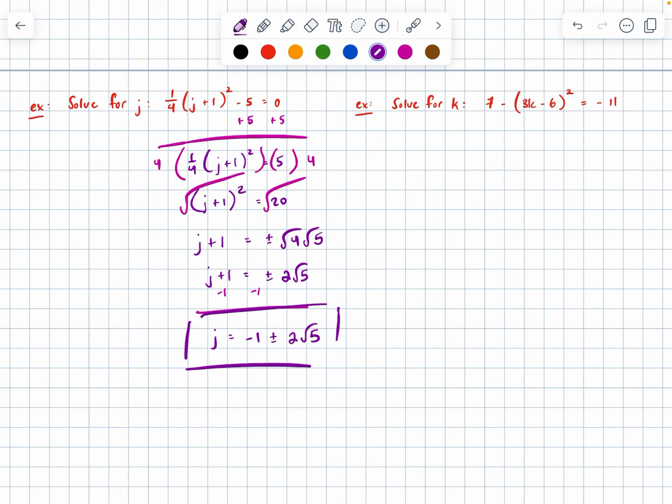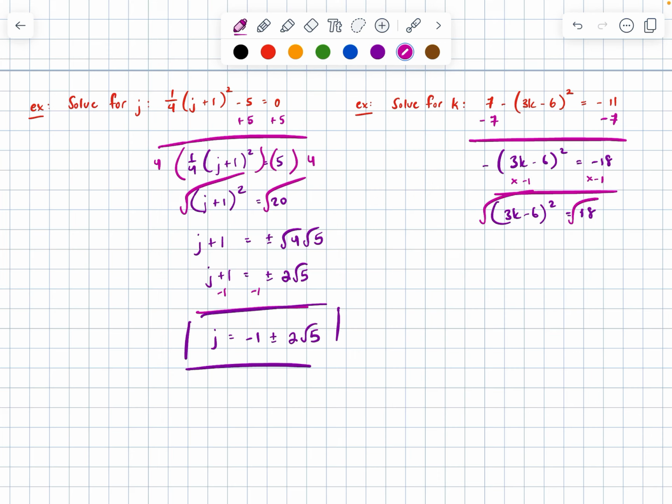Same thing for k over here on the right. Once again, I want to begin by doing any addition or subtraction that I see. So we're going to start by subtracting 7 from both sides. So negative, don't lose that negative sign, 3k minus 6 quantity squared is going to be equal to negative 18. Now I can multiply both sides by negative 1 or divide both sides by negative 1 to reveal that 3k minus 6 quantity squared is equal to positive 18.